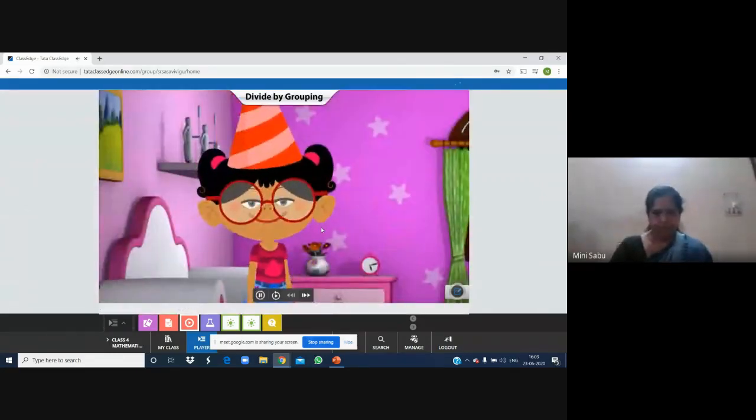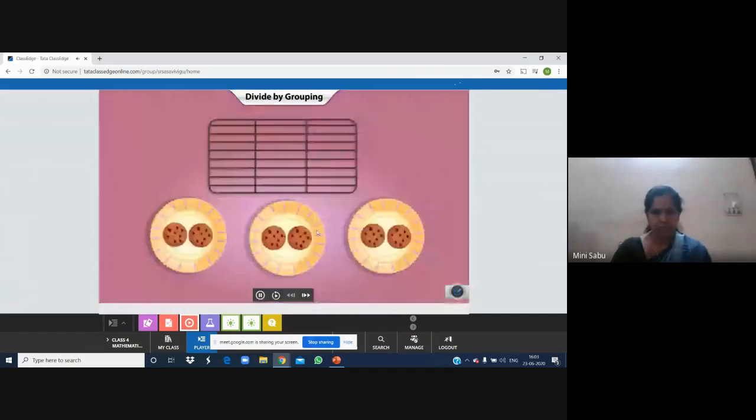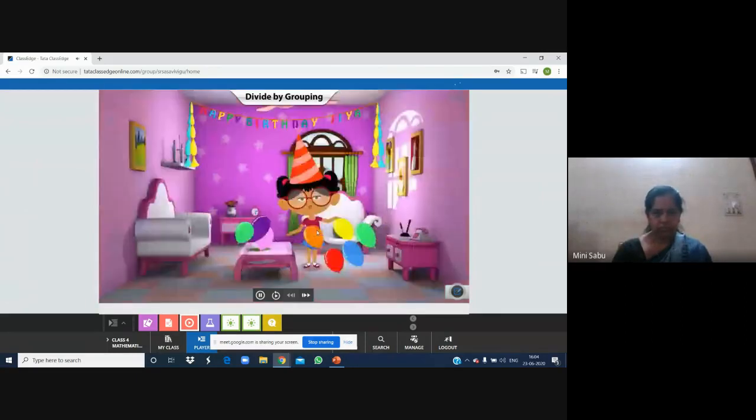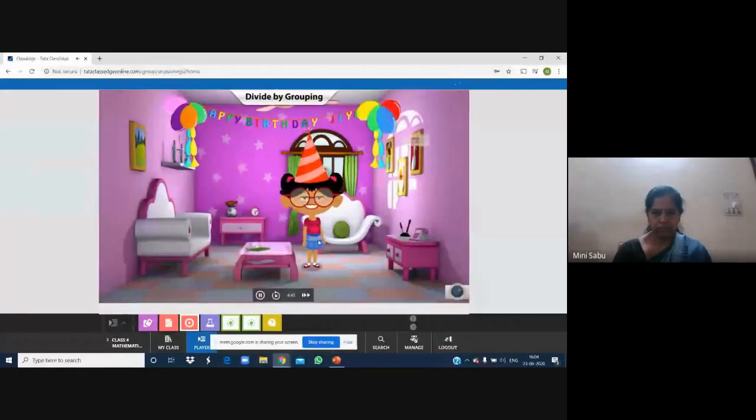Thanks for helping me. Here, you divided 6 cookies into 3 equal groups. Each group has 2 cookies. So, we can say 6 divided by 3 is equal to 2. I guess you already know that distributing or sharing of objects into equal groups or sets is called division.